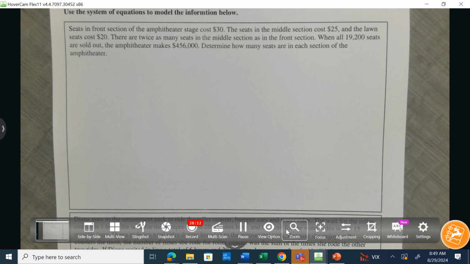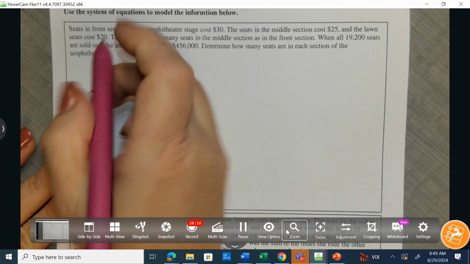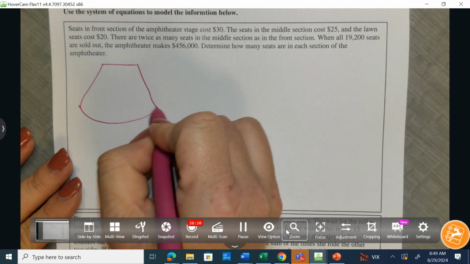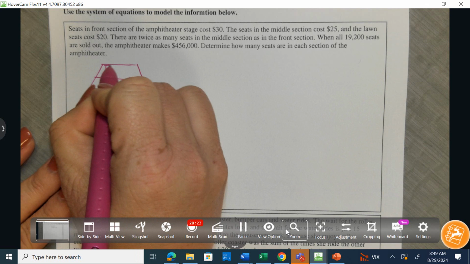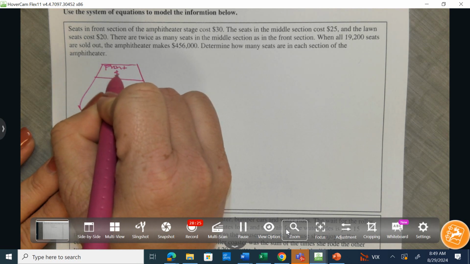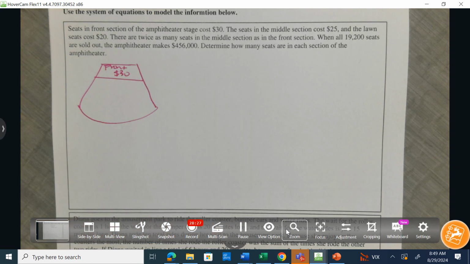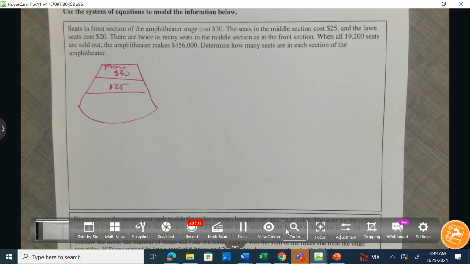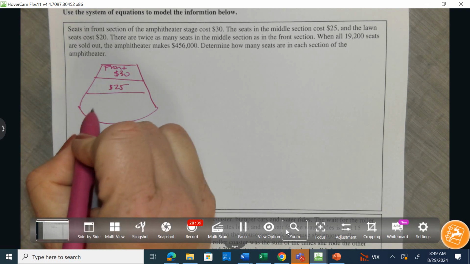Seats in the front section of the amphitheater stage cost $30. So I'm a visual person, so I'm going to draw a little picture here. Here's the amphitheater. So seats in this region, this is going to be the front region, cost $30. Seats in the middle section cost $25. And seats in the lawn section at the very back are $20.